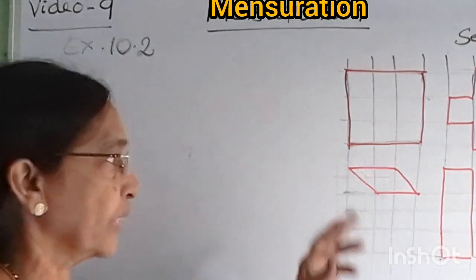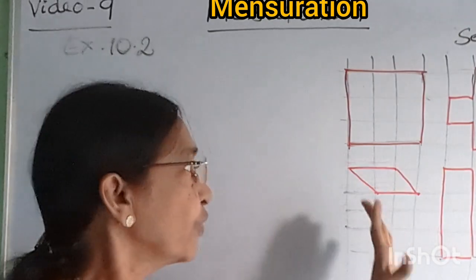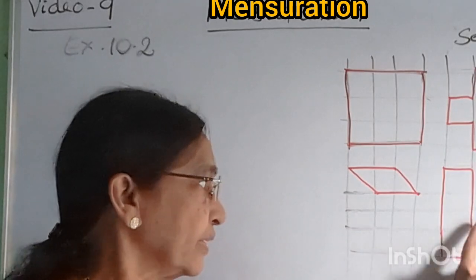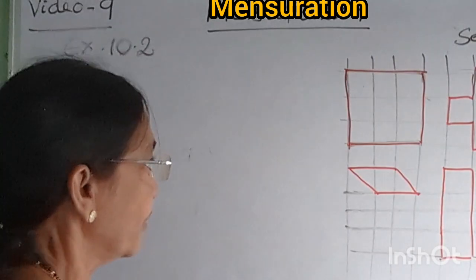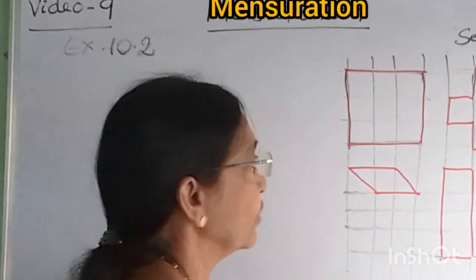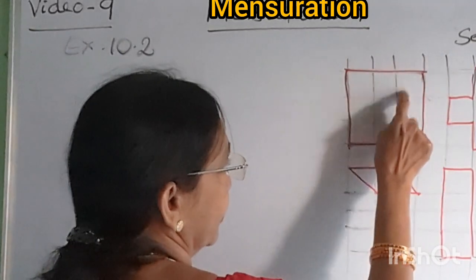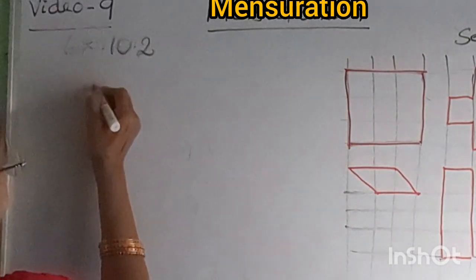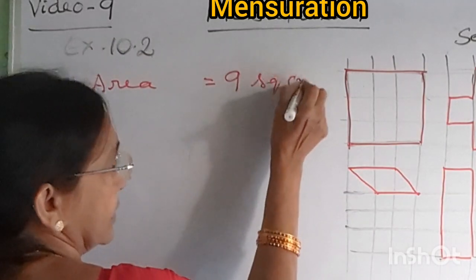Next, coming to exercise 10.2, there are certain shapes on the grid paper. We will find the areas of these shapes using this grid. Each slab is equal to 1 square centimeter. Therefore, in the first figure, this is a square, we will count how many full squares there are. All are full squares in this figure. Therefore, we will count 1, 2, 3, 4, 5, 6, 7, 8, 9. 9 square centimeters. Therefore, the area of the first figure is equal to 9 square centimeters.